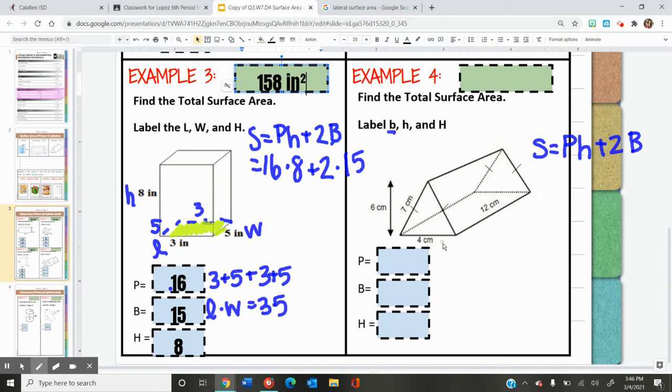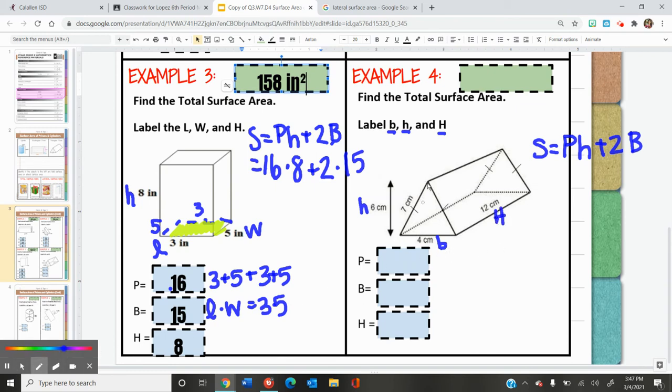So B is the base of my triangle, so that's going to be 4. Then I have h, which is the height of my triangle, which is going to be 6. Remember, 7 is the slant height, and this is only going to be useful to us whenever we're finding the perimeter of my triangle. And then lastly, this capital H stands for the distance between my bases. So 12 is going to be H.